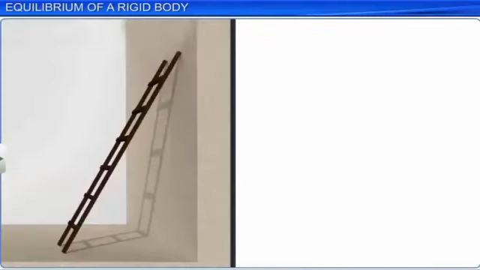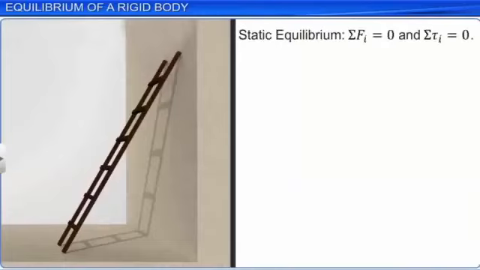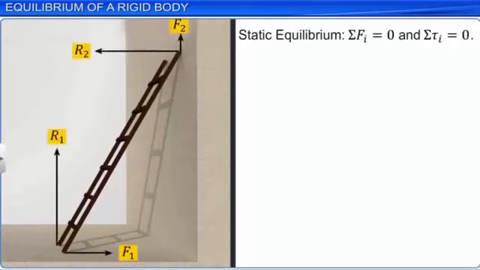For example, the ladder shown here is in static equilibrium. This means sigma Fi is equal to 0 and sigma tau i is equal to 0. There are 5 forces acting on the ladder. F1 and F2 are the frictional forces. R1 and R2 are the 2 normal reaction forces. And W1 is the weight of the body.